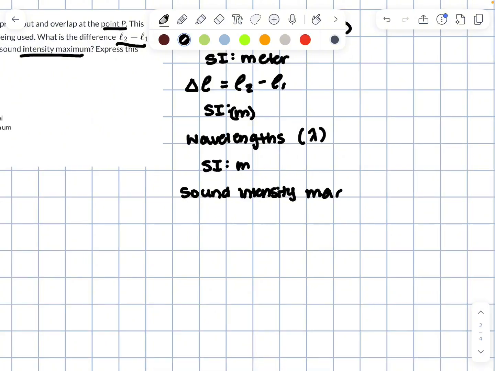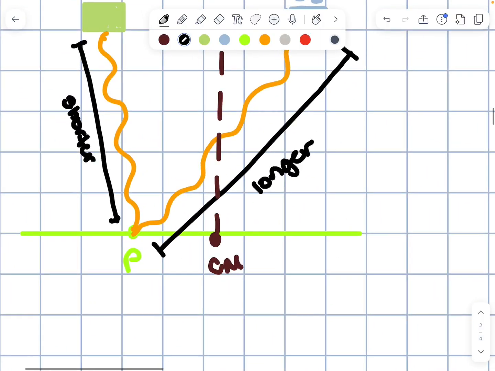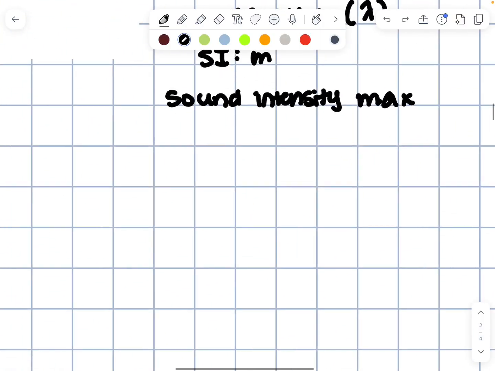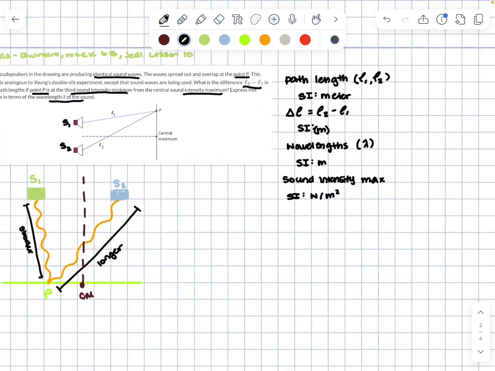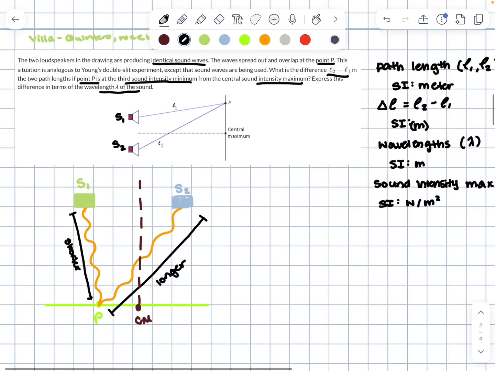Zoom out a little bit. That's the point where the overlapping waves come together, but they're also out of sync, right? So this would be point P. And the SI unit for this is watts per meter squared. Perfect. Okay, now that we've defined those terms for us, let's go ahead and get into solving the problem.